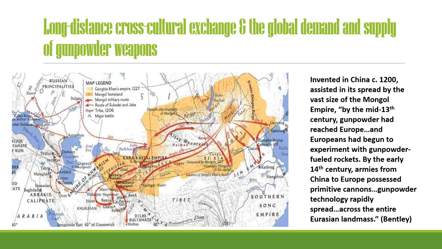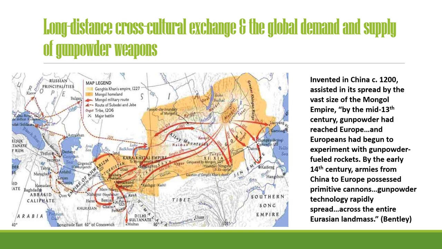Long-distance cross-cultural exchange, and the global demand and supply of gunpowder weapons. So I'm not doing anything creative here because our author uses first sugar and then gunpowder weapons as sort of his main examples of this kind of vigorous long-distance trade going on in this era and beyond.